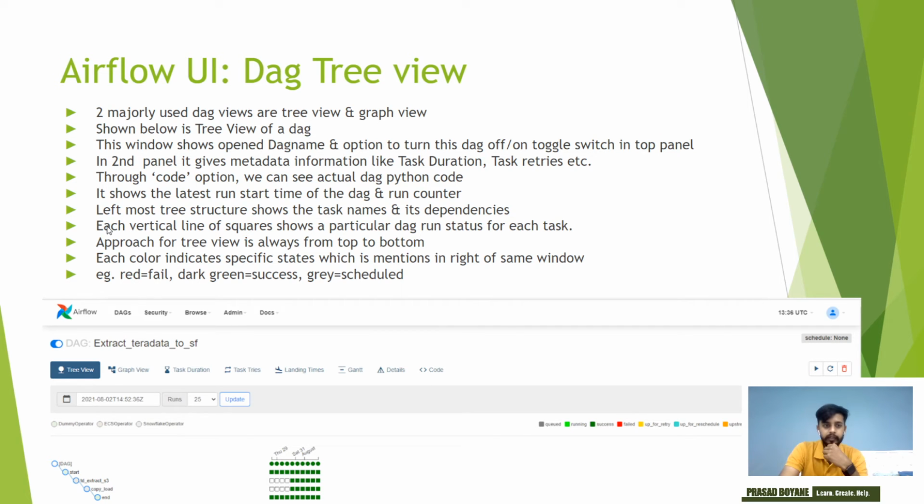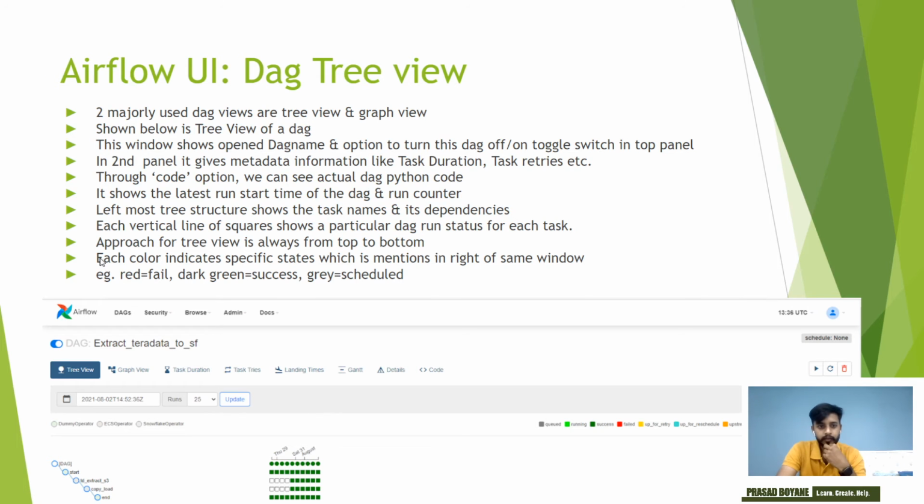Okay. And each vertical line of squares shows a particular DAG run status of each task. So basically, each vertical line is one DAG run. Now, if you remember, we have differentiated between a DAG and DAG run, tasks and task instance. So these are all the task instances of particular days. If you see, this is Saturday, 31st August, I guess. This DAG has run. This should be 1st September, 2nd September, 3rd September, and so on. So each vertical line is each day's run or day's execution.